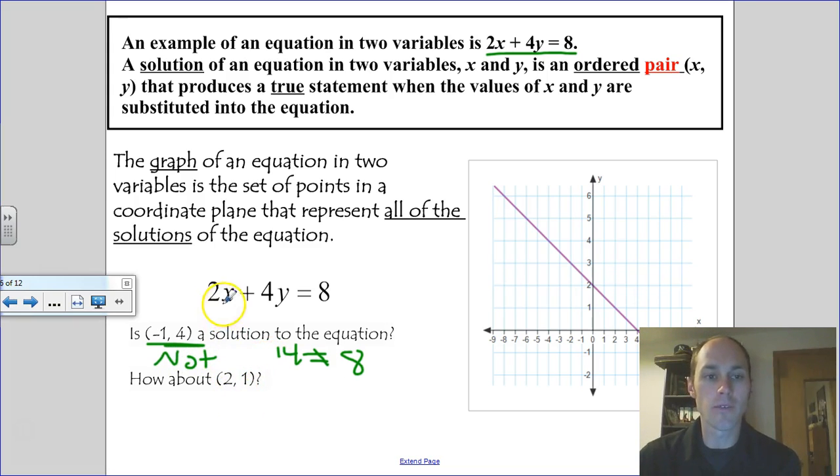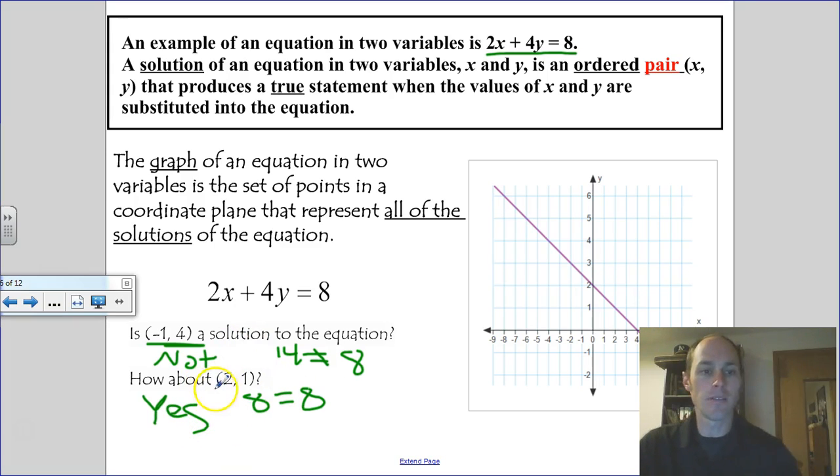(2, 1). Well, if we plug (2, 1) in, 2 times 2 is 4. 4 times 1 is 4, and 4 + 4 is 8. So since that comes up with a valid solution, we'd say yes, that is a true statement. The values of x and y that go into the equation make this a true statement.